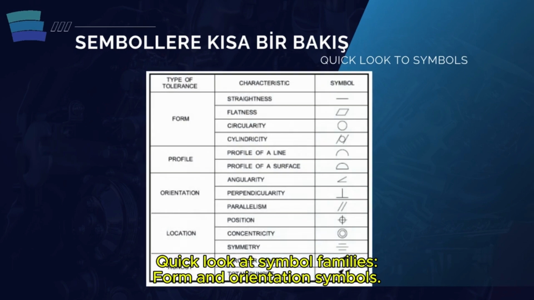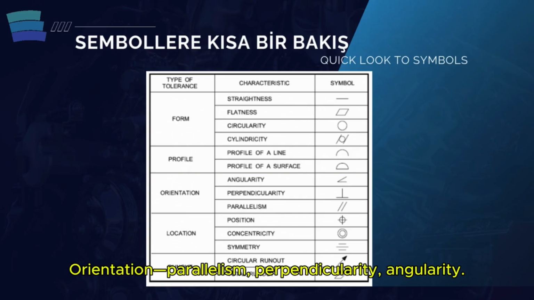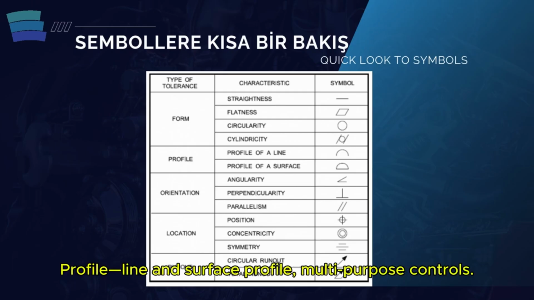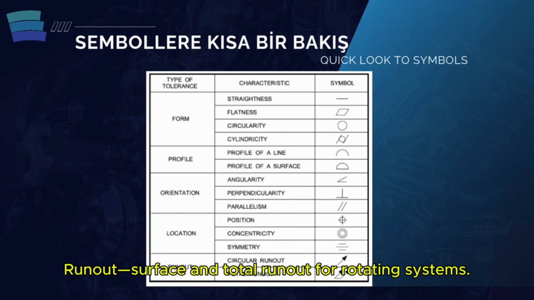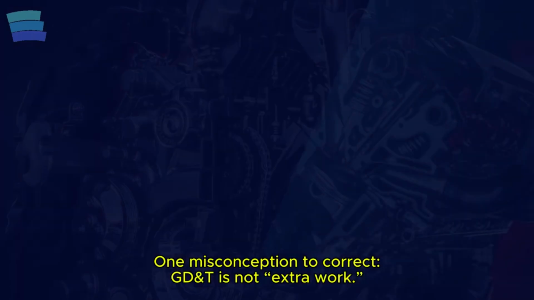A quick look at the symbol families. Form: flatness, straightness, circularity, cylindricity. Orientation: parallelism, perpendicularity, angularity. Location: position, symmetry and related relationships. Profile: line profile, surface profile, highly versatile controls. Runout: controls for surface and total runout in rotating systems. Each of these solves a different problem in a short, precise way.